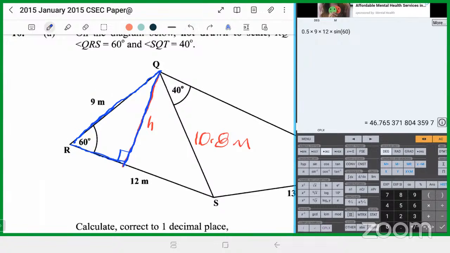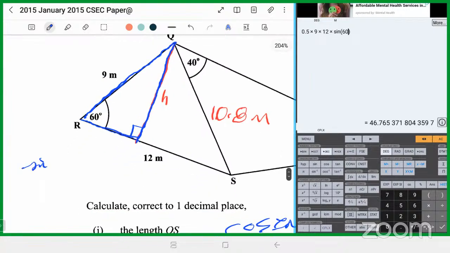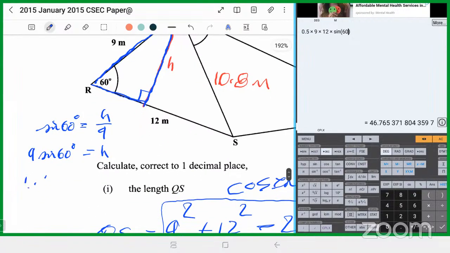And so we can use sine. This is the opposite that we want, and that's the hypotenuse. So we can say sine of 60 degrees equals the opposite over the hypotenuse of 9. Take this hypotenuse and multiply it up here. And so the H would be 9 sine 60 degrees. Therefore the height that I want will be 9 times the sine of 60 degrees.